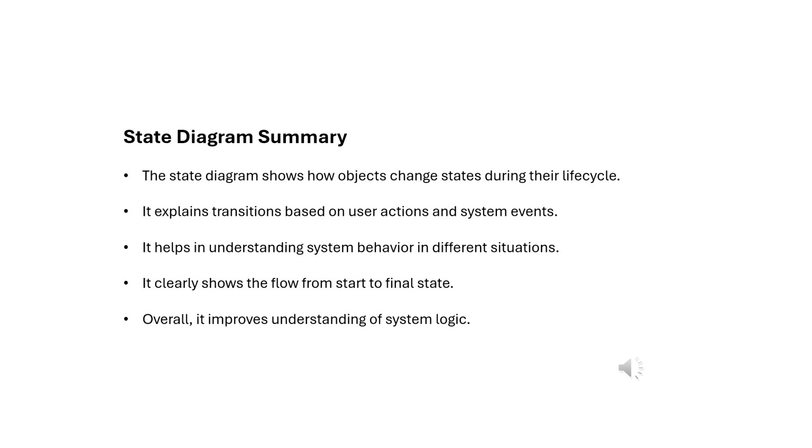This slide summarizes the state diagram section. The state diagrams show how objects change states during their life cycle. They explain transitions based on user actions and system events. They also help us understand system behavior in different situations and clearly show the flow from the start state to the final state. Overall, the state diagrams improve understanding of the system logic and help explain how objects behave over time.